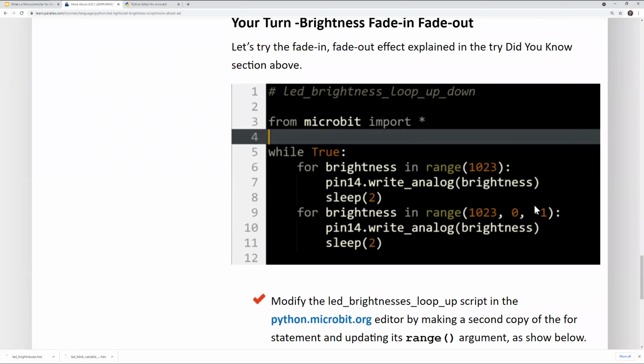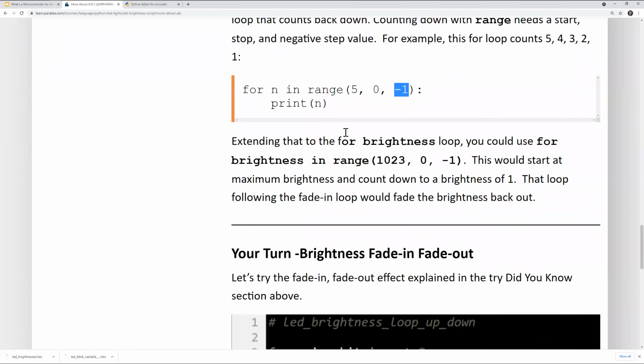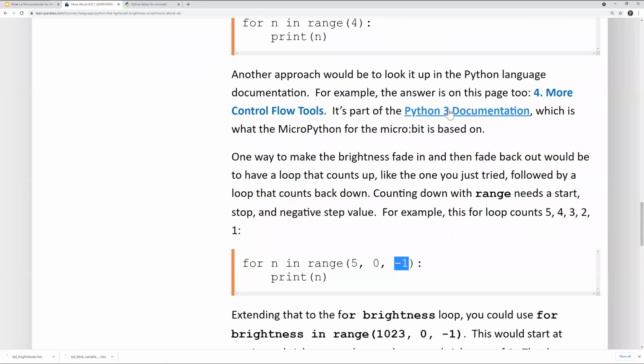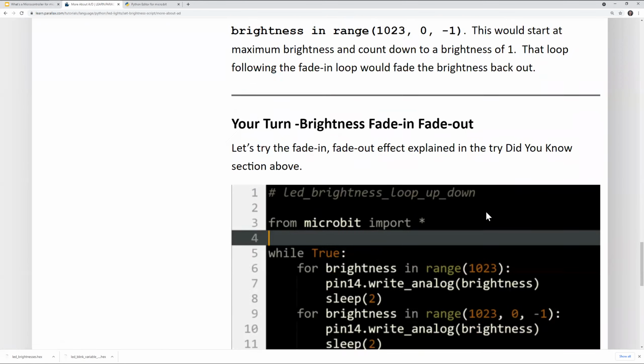Because we did a test earlier with just 4 or 5, we can be confident that counting all the way from 1023 to 0 in steps of -1 is going to work properly. This also talks about looking it up in the documentation, and there are links there and so on.